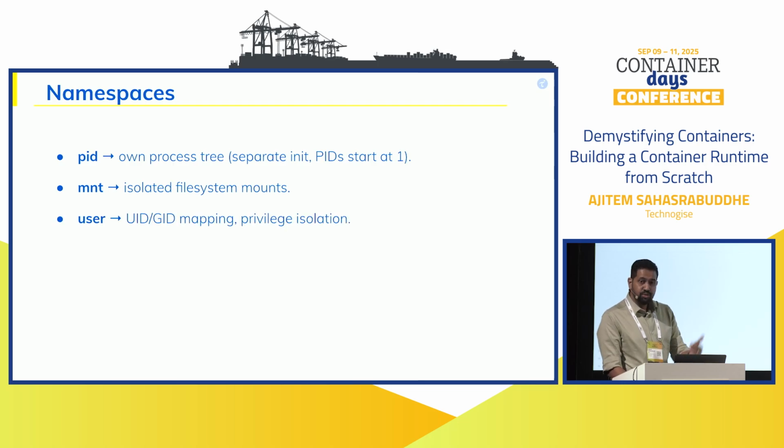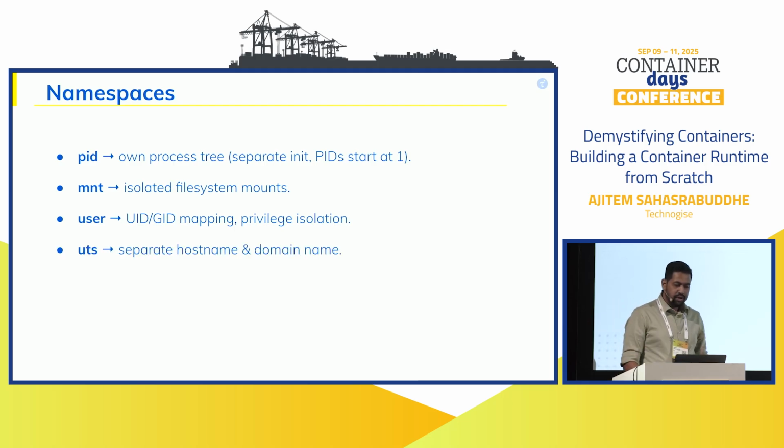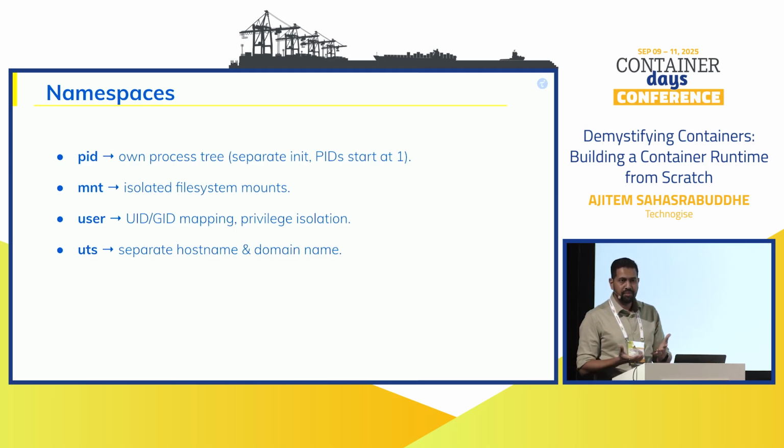Then you have the user namespace, which gives you privilege isolation. The most common example, if you're using Docker, is you can be a non-root user on your system, but if you run an Ubuntu image, you'll be root inside. This is how we can map, say, my UID to the root UID inside the user namespace in that container. Then there's the UTS, the Unix time sharing namespace, which gives you a separate host name and a separate domain name, thereby separating your application from the rest of your system.